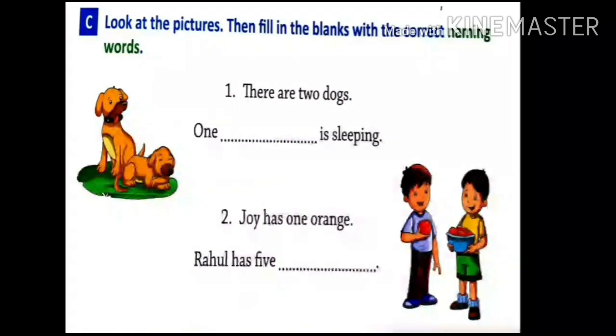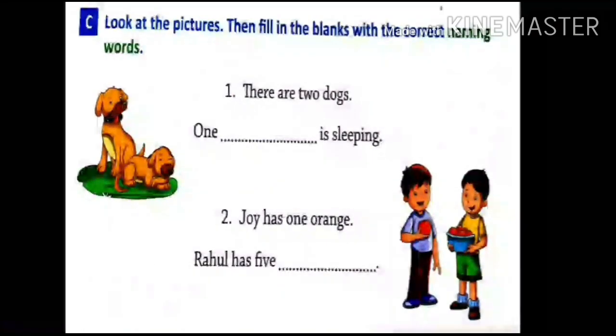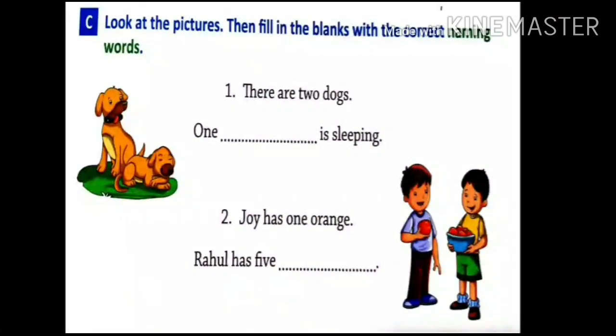Now here we are having some pictures. We are going to fill the correct naming word in the blank. Now see the first picture. What do you see in the first picture, students? There are two dogs. One dash is sleeping. Now how many dogs are sleeping? One dog. So you will write D-O-G, dog.